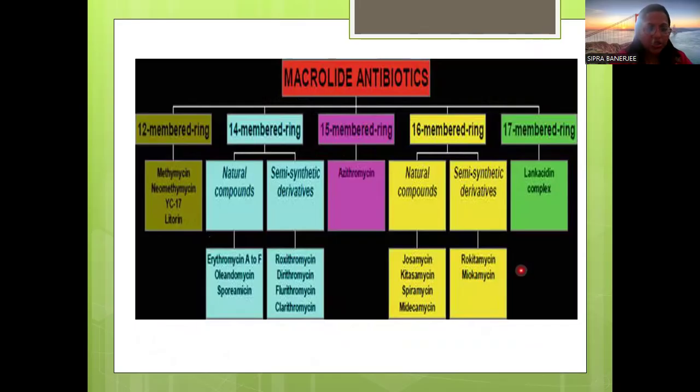Now the macrolide classification: 12 membered, 14 membered, 15 membered, 16 membered, 17 membered. The 12 membered is methymycin. The 14 membered natural compounds are erythromycin and clindamycin. This drug can be semi-synthetic also, that is, a derivatized natural compound, like roxithromycin and clarithromycin. One of the most important 15 membered drugs is azithromycin, which is the most used drug. Next, the 16 membered are also classified into two categories: natural compound and semi-synthetic. For the natural compound, you can give the example of spiramycin, and for semi-synthetic, rokitamycin. And the 17 membered is lancacidin.